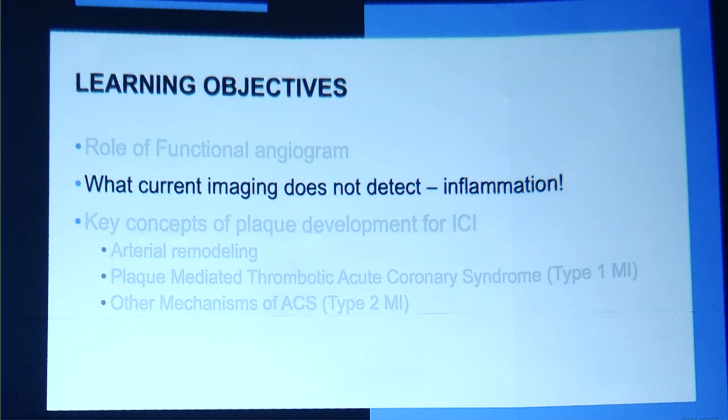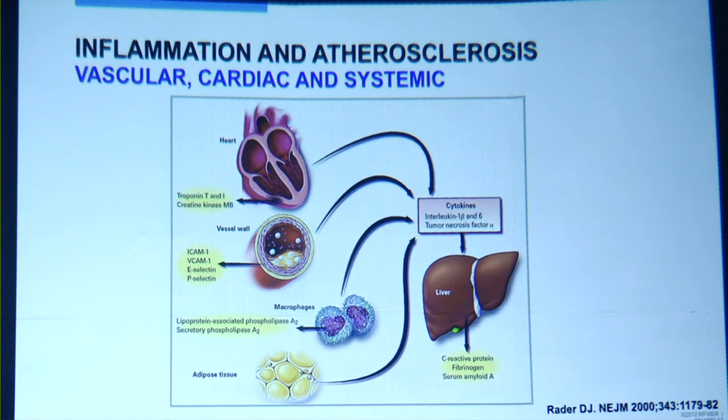So the second learning objective is what current imaging does not see. And of course, there are many things that it cannot see, but inflammation is one of them. So let's just talk about that, because I think that is more important than we realize.